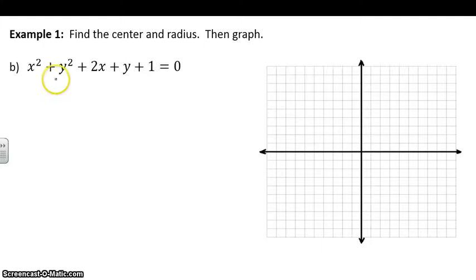Now this one, notice you have an x squared and an x term, a y squared and a y term, and then we have just the single number. So the first thing we need to do is move this single number over to the other side. So I'm going to subtract 1. Then when I rewrite the things on this side, I'm going to rewrite them together. So x squared plus 2x.